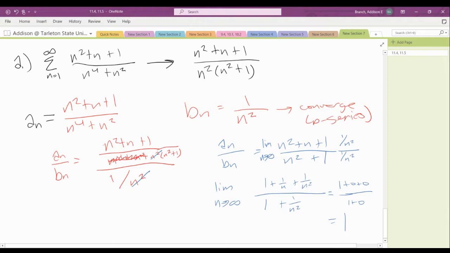Well, 1 is a finite number greater than 0, and we know that our b series converges. Therefore, this series has to converge as well.